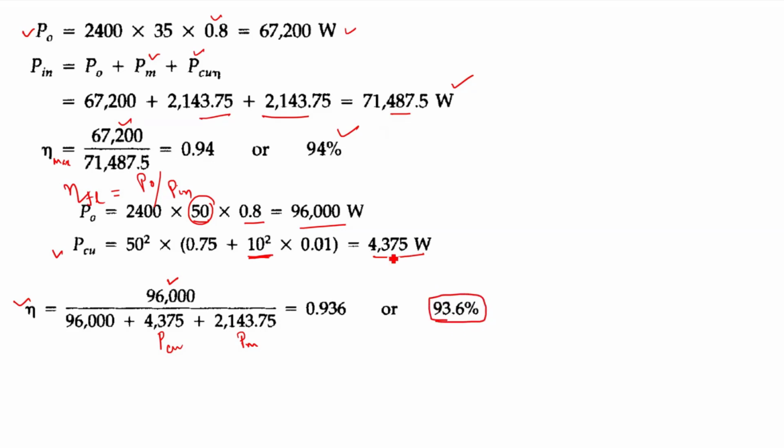Okay, it is very near to the maximum efficiency, right? Still there is a difference. The maximum efficiency is 94% and the efficiency at full load is 93.6%. Now you can find R_C1 very easily.